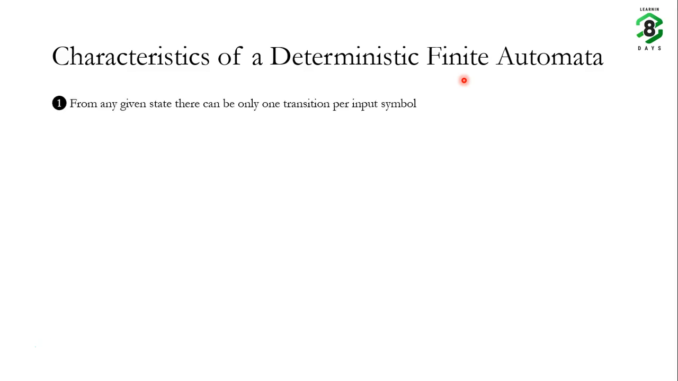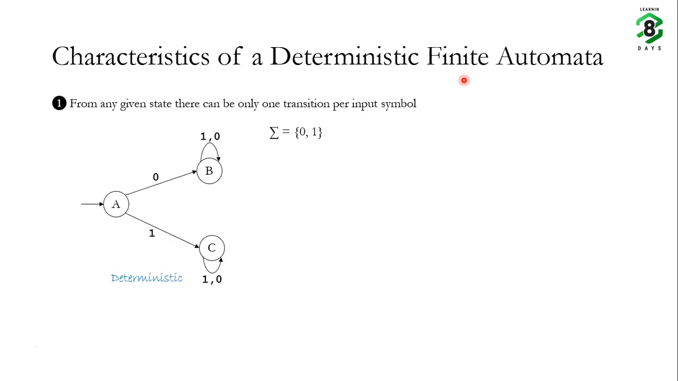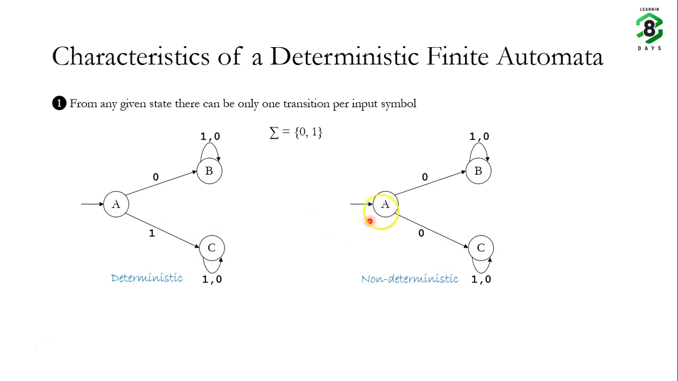Now, deterministic has two connotations. The first one is, from any given state there can be only one transition per input symbol. For example, suppose the machine is in state A. If the input alphabet has only two symbols, 0 and 1, and I give input 0, it goes to state B. If I give input 1 from state A, it goes to state C. But in another machine, from state A on input 0, it can go to state B or it can go to state C as well.